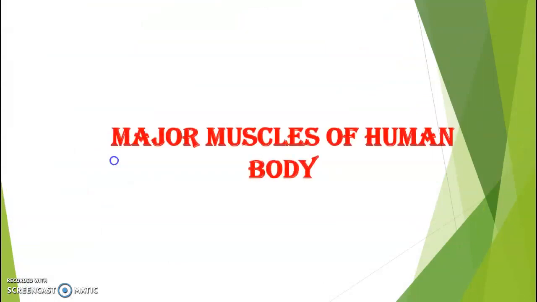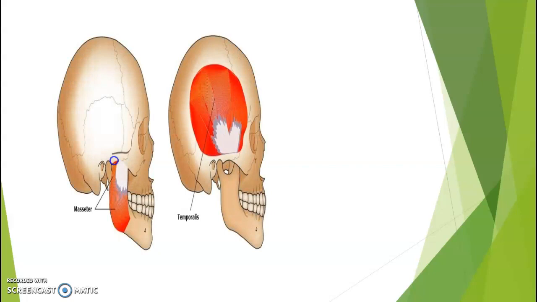The major muscles of the human body. Masseter. The masseter runs from the temporal bone, which forms part of the sides and base of the skull, to the lower jaw, the mandible. It lifts the lower jaw to close the mouth, and the masseter is the strongest muscle in our body.